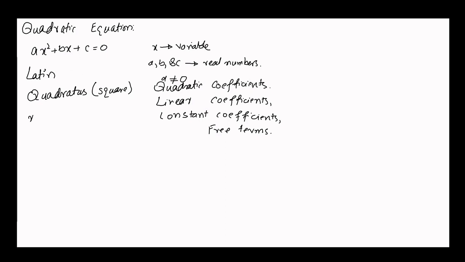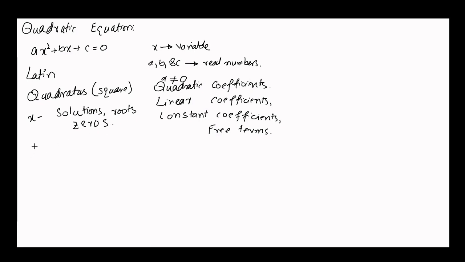Now the values of x which satisfy this equation are called solutions, or they may also be called the roots. As the equation is written as ax² + bx + c = 0, the value of x which will satisfy this equation makes the expression equal to 0. So we can also name those values of x the zeros of the quadratic equation.